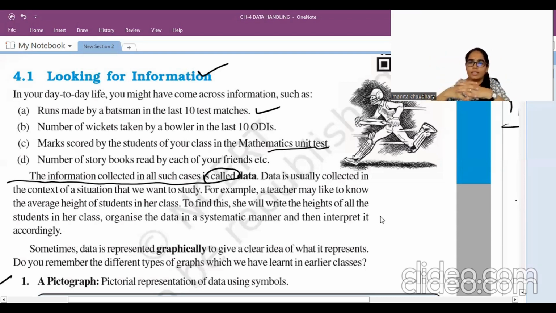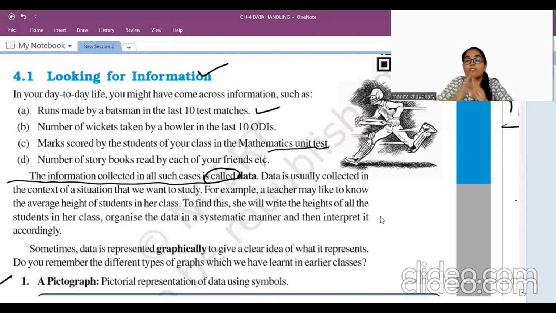Okay, we got the data, right? If it is very small data, then yes, you can analyze that. But if lots of data are there, then what will you do with that data? How will you analyze it?